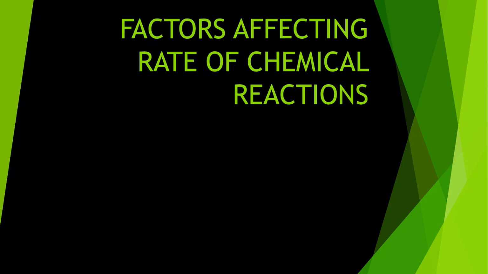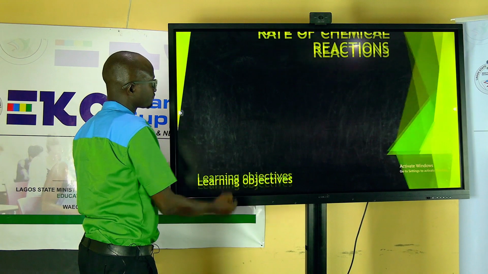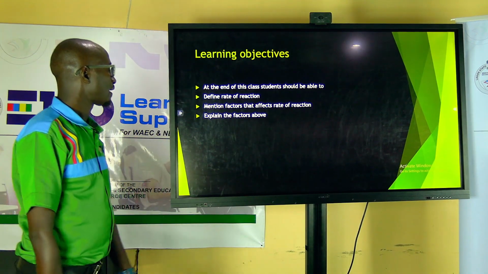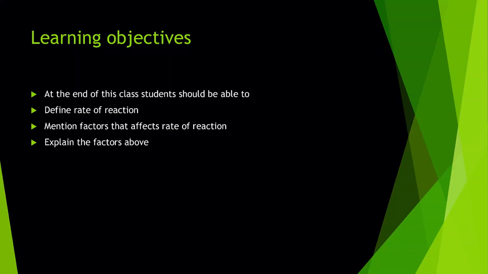Factors affecting rates of chemical reaction. Learning objectives. At the end of this class, students should be able to define rate of reaction, mention factors that affect rate of reaction, and explain the factors that have been mentioned.